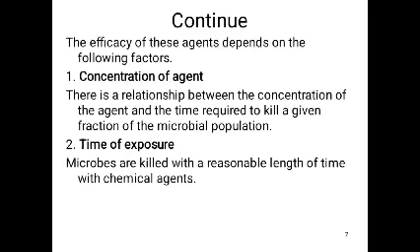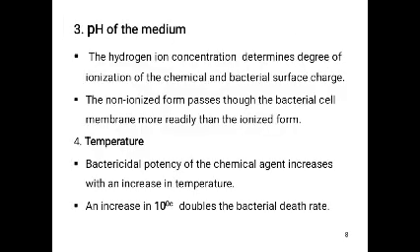2. Time of exposure. Microbes are killed within a reasonable length of time with a chemical agent. 3. pH of the medium. The hydrogen ion concentration determines the degree of ionization of the chemical and bacterial surface charge. The non-ionized form passes through the bacterial cell membrane more rapidly than the ionized form. 4. Temperature. Bactericidal potency of the chemical agent increases with an increase in temperature. An increase of 10 degrees centigrade doubles the bacterial death rate.